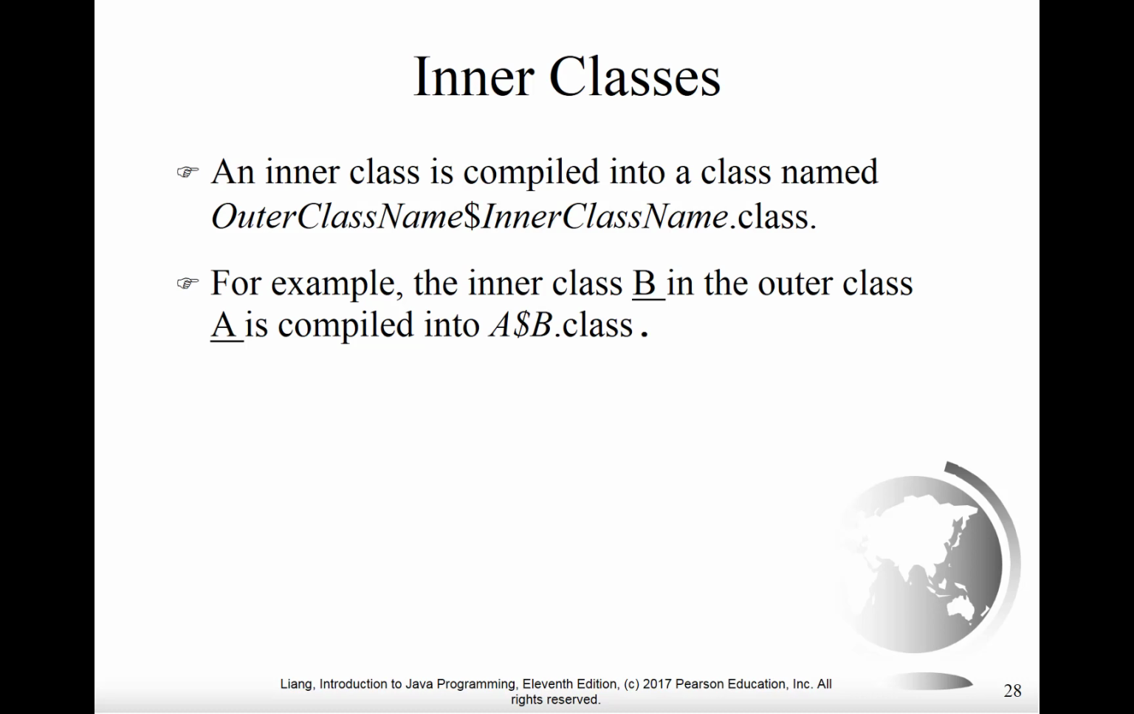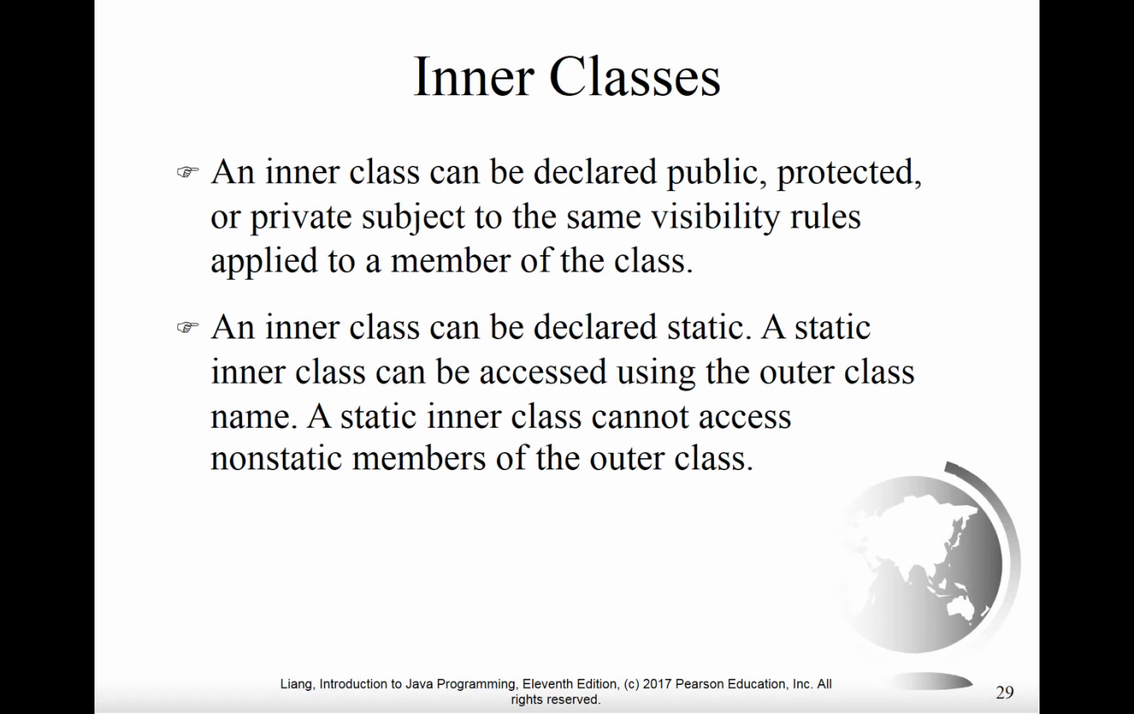At the top of this slide, we see the naming convention that's used in general when this happens. There'll be an outer class name and then a $, and then an inner class name .class, and that will represent the bytecode that's compiled for the inner class. So for example, if the inner class name is B and the outer class name is A, then the compiled file will be A$B.class.